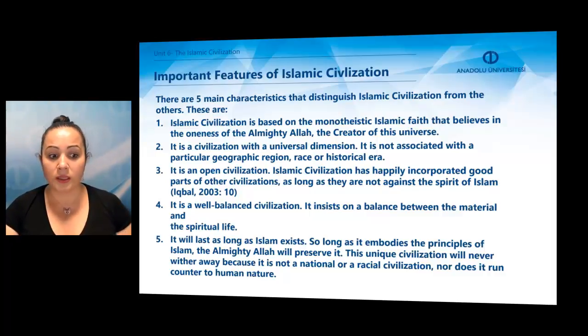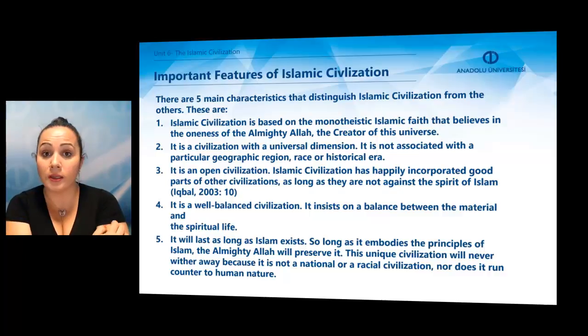This unique civilization will never wither away because it's not a national or racial civilization, nor does it run counter to human nature.